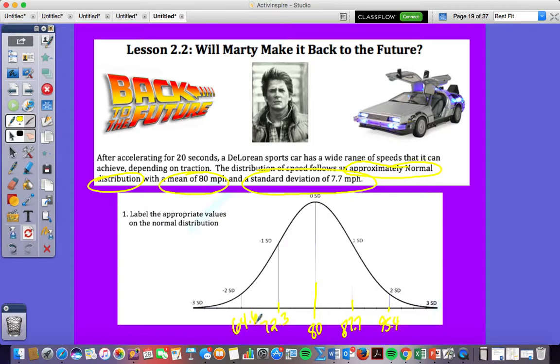Switch that just a little bit. -1, right? Because it's to the left of my mean. Good. Okay? All right, so we've got this set up.